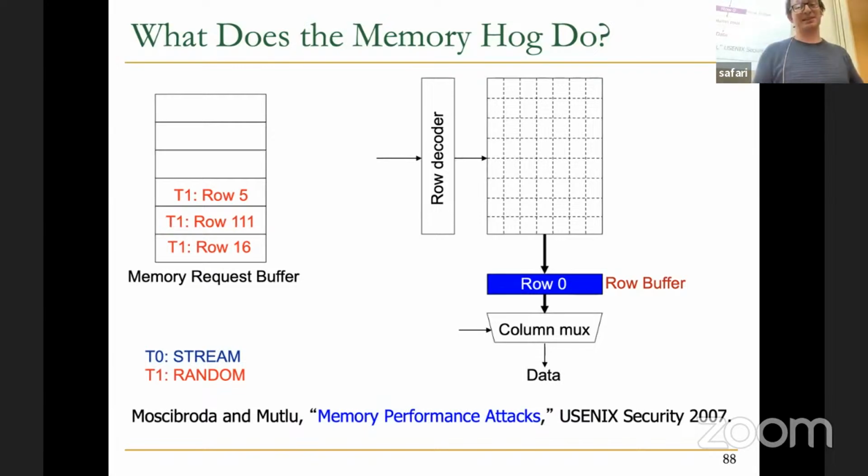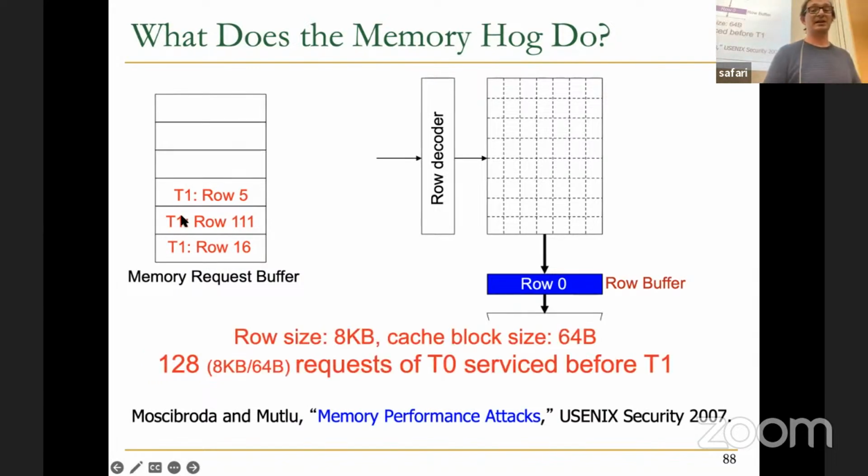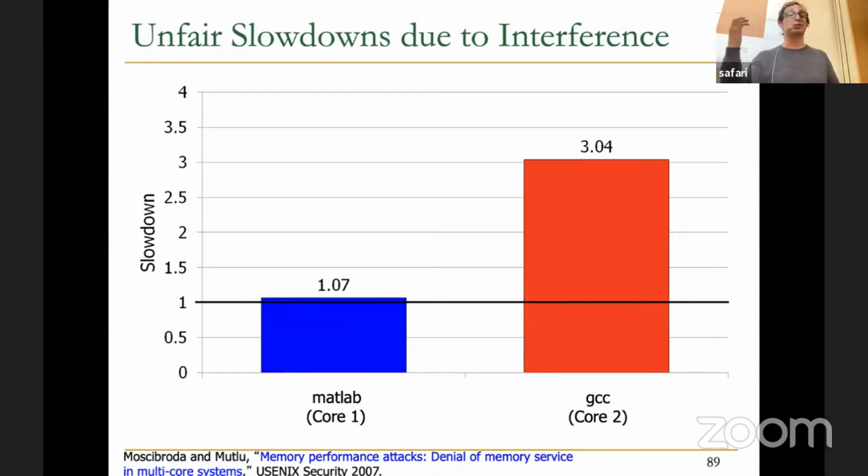But it's one way of solving this problem. The streaming application hogs the memory bandwidth in this bank, and the random access application doesn't get its request serviced. And you can do the calculations if you want. Essentially, a large number, hundreds of requests of the streaming application may be serviced before a single request of a random access application. We actually did this on real systems at the time we were studying this problem.